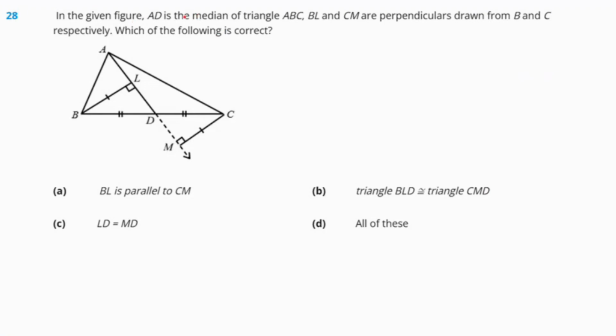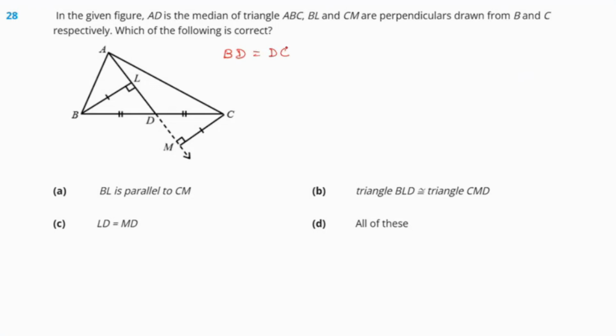In the given figure, AD is the median of the triangle ABC. BL and CM are the perpendiculars drawn from B and C respectively. Which of the following needs to be the correct option? Okay, since it is given in the question that AD is the median of the triangle ABC, which means BD should equal DC.